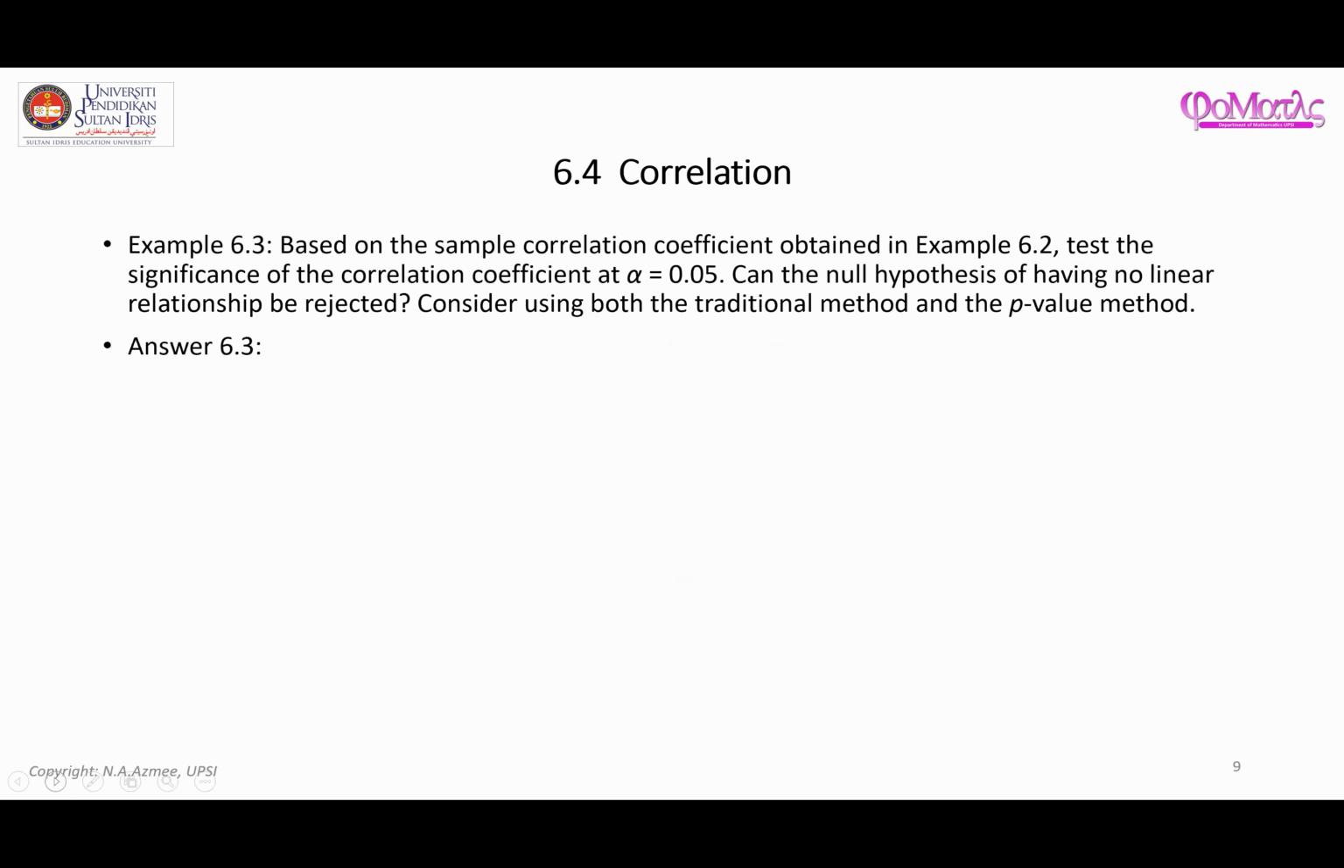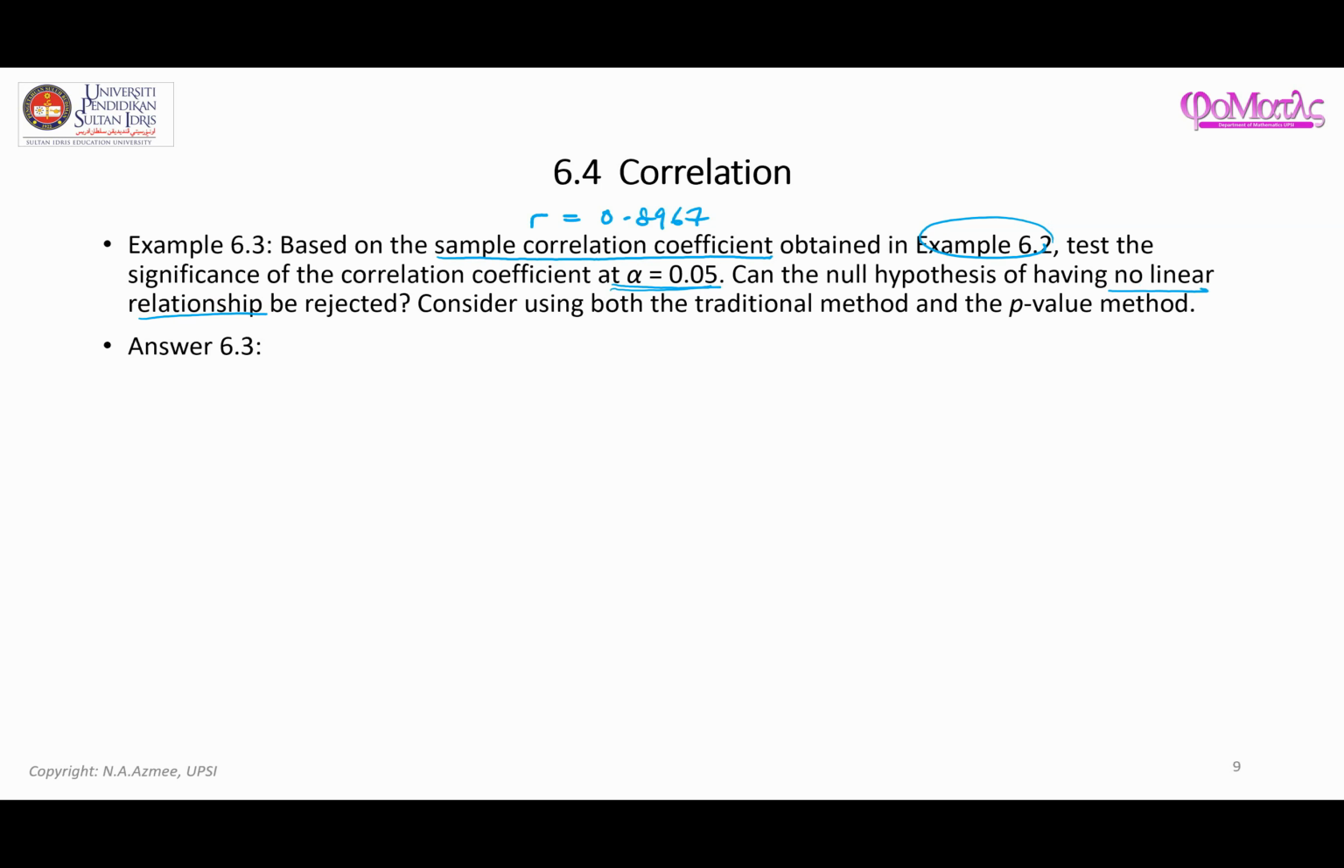Without further ado, let's look at the example given here. Based on the sample correlation coefficient that you get in example 6.2, r equals 0.8967. Test the significance of the correlation coefficient at alpha 0.05. This is the critical region. Can the null hypothesis of having no linear relationship, H null, be rejected? Consider both the traditional method and the p-value method.